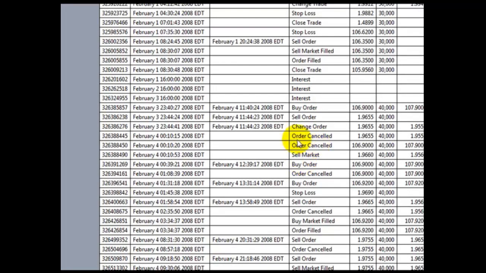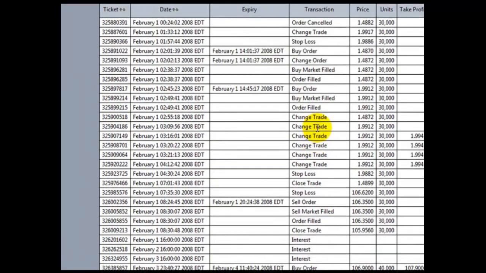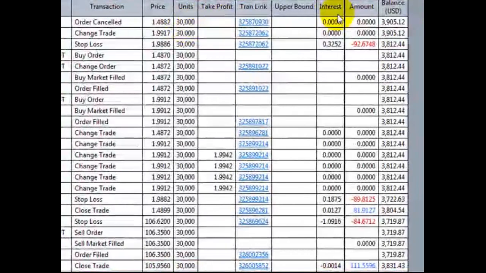So there are interest entries, order changes, and so on, but we won't look at that too much. There's the price at which the trade was executed. These are the units, and each one stands for a number of dollars. So, for example, for a balance of $3,000, we've traded a unit of $30,000, and I'm going to talk about that in a little while. There's the interest applied, and there's the account balance right at the end.